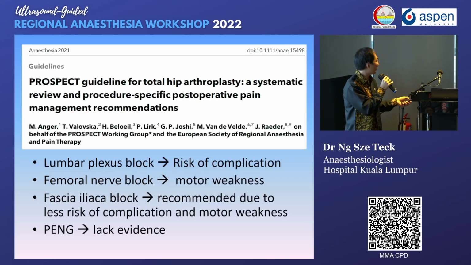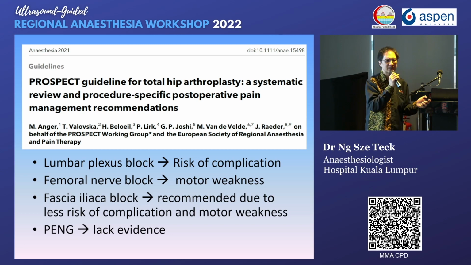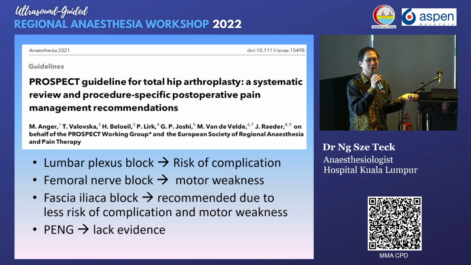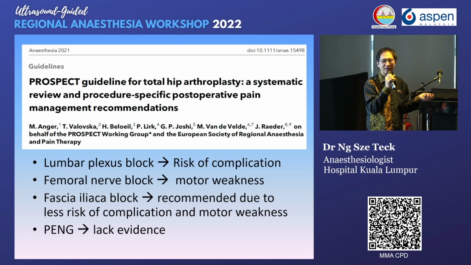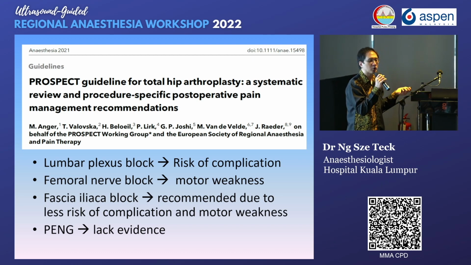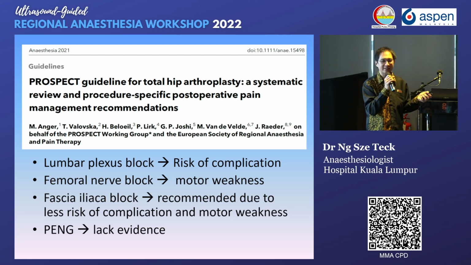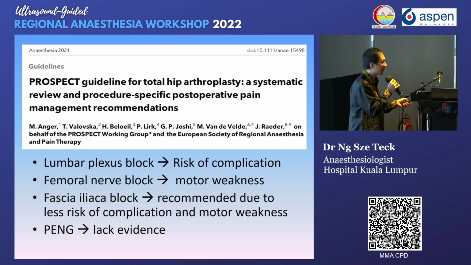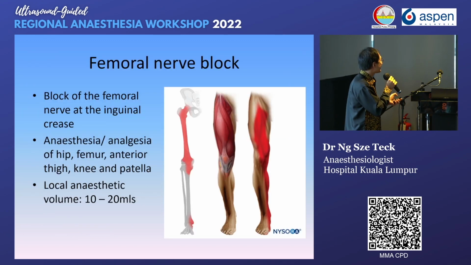This is another guideline, for total hip replacement, because nowadays, like I said, we want patients to move, we want to promote early mobilization, we want motor sparing blocks. So again, it looks like fascia iliaca is highly recommended. So there is a role for blocks in our practice.